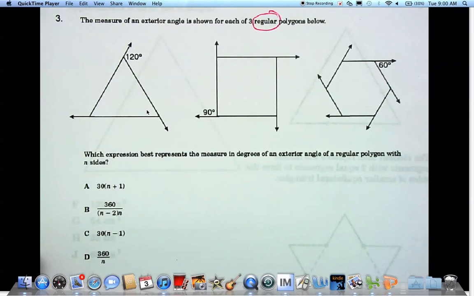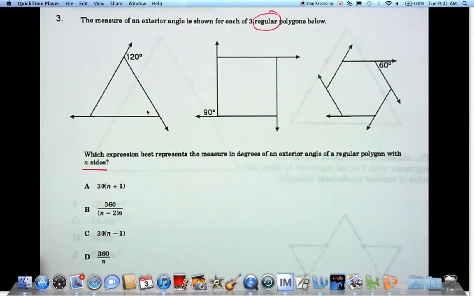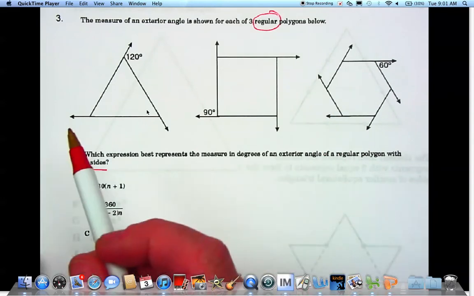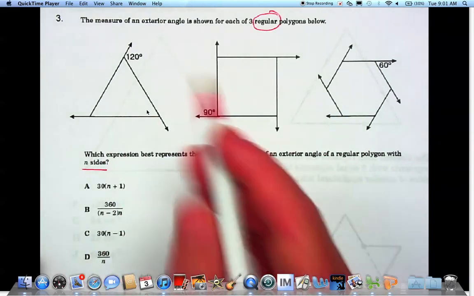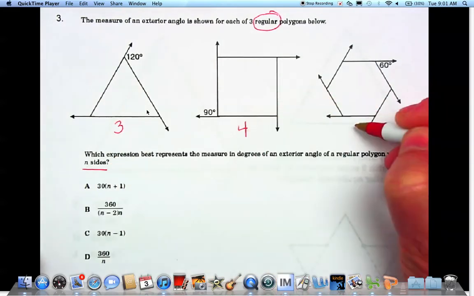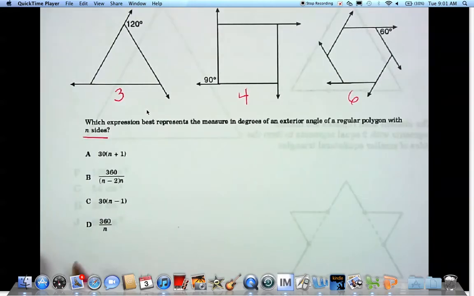Good. Okay, it says which expression best represents the measure in degrees of an exterior angle of a regular polygon with n sides. Okay, but what do we need to know about these figures? They're all regular. Okay, but what do I need to write down here? 3 sides. Okay, this one has 3 sides, this one has 4, and this one has 6. Make sure you count. Don't assume it's 5.